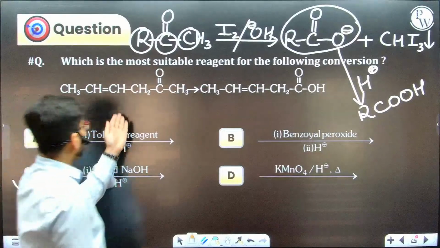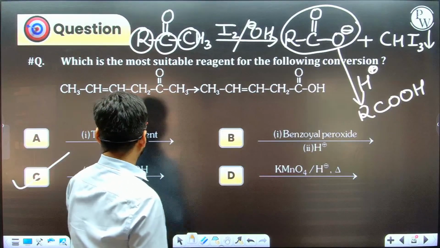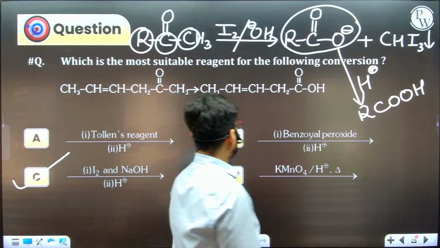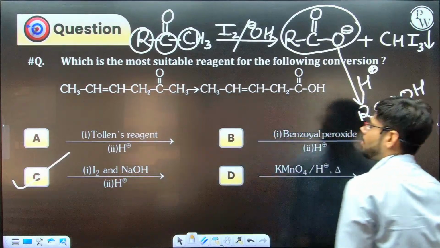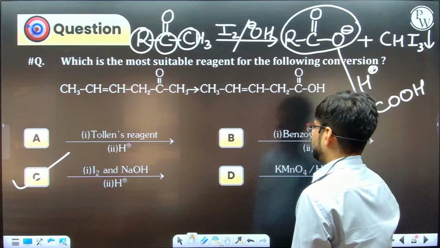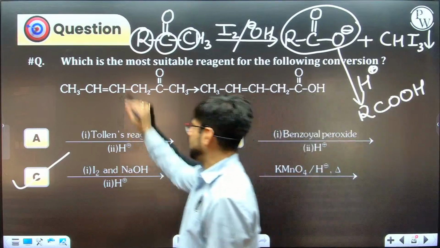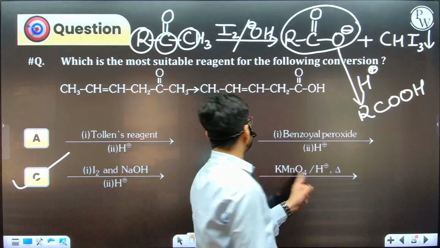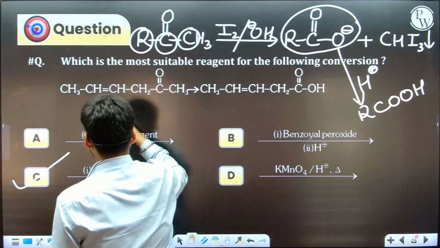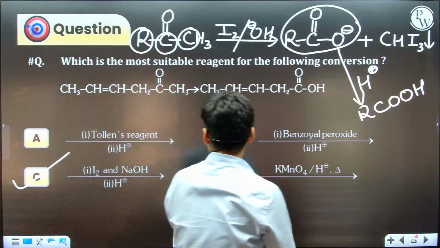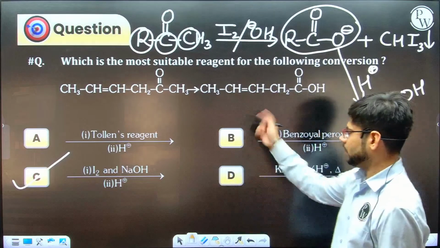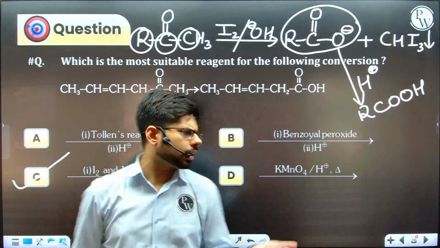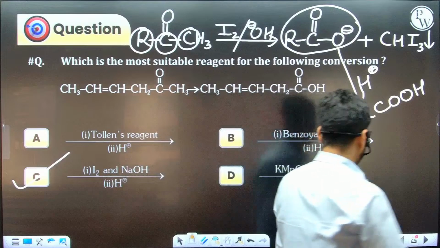Tollens reagent will not have any effect. It's a ketone, right? Nothing will happen here. And this will break the double bond as well. This is a very strong oxidizing agent. It will cleave this double bond, and then we'll get carboxylic acids. All these things will happen, whereas clearly we can see that the double bond is still intact. So D cannot be used at all.